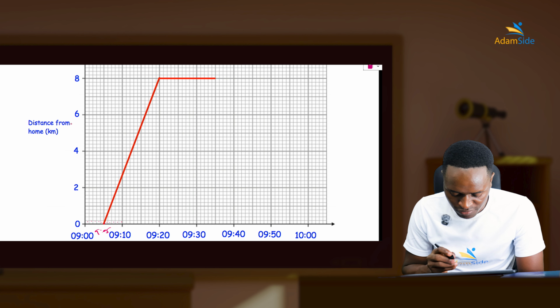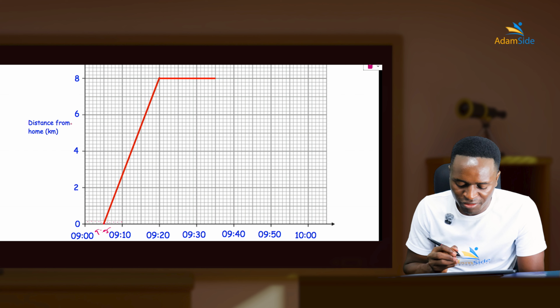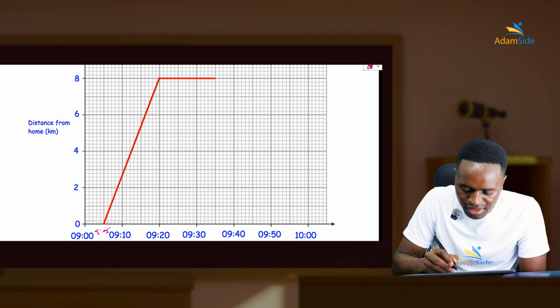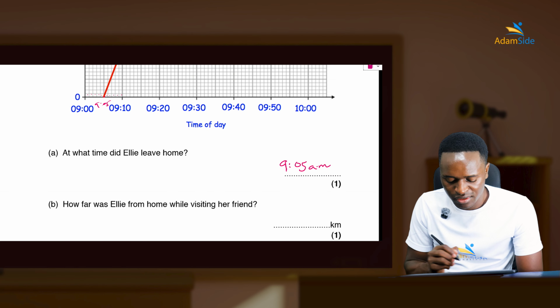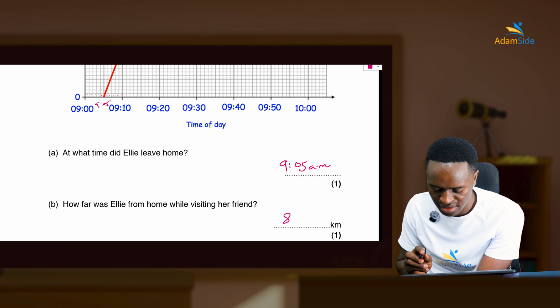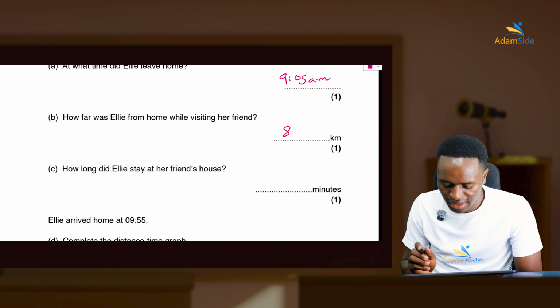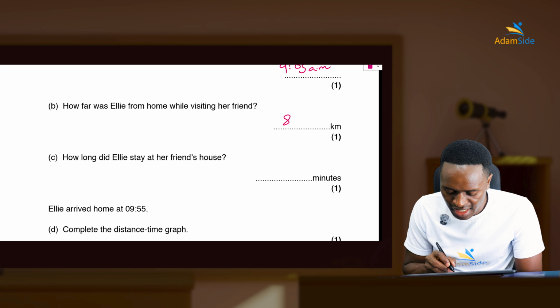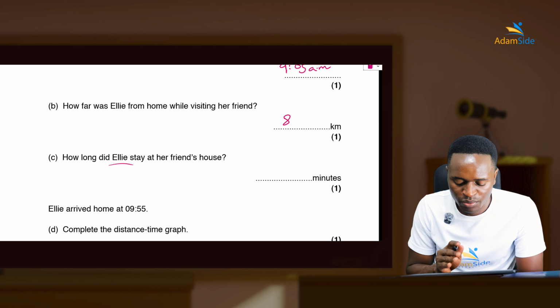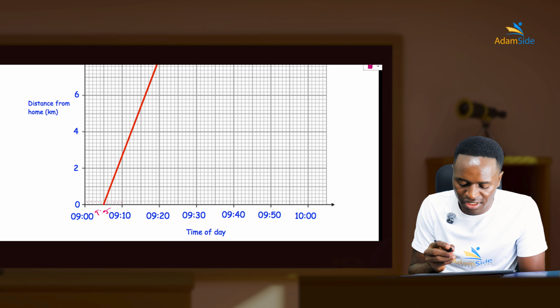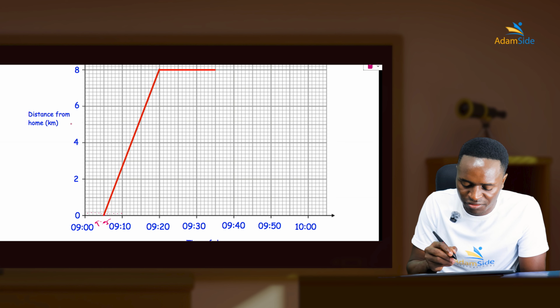And then how far was Ellie from home while visiting her friend? Home is here and this is where Ellie is. She was 8 kilometers away from home. Then we say, how long did Ellie stay at her friend's house? They want time. We go to the top at the friend's house.